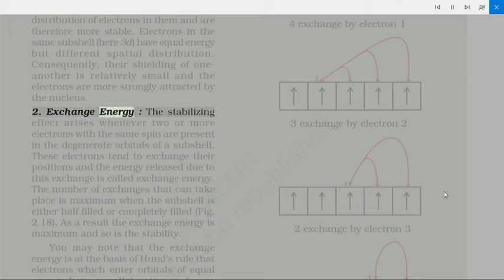2. Exchange energy. The stabilizing effect arises whenever two or more electrons with the same spin are present in the degenerate orbitals of a subshell. These electrons tend to exchange their positions and the energy released due to this exchange is called exchange energy. The number of exchanges that can take place is maximum when the subshell is either half-filled or completely filled, Fig. 2.18. As a result, the exchange energy is maximum and so is the stability. You may note that the exchange energy is at the basis of Hund's rule that electrons which enter orbitals of equal energy have parallel spins as far as possible.